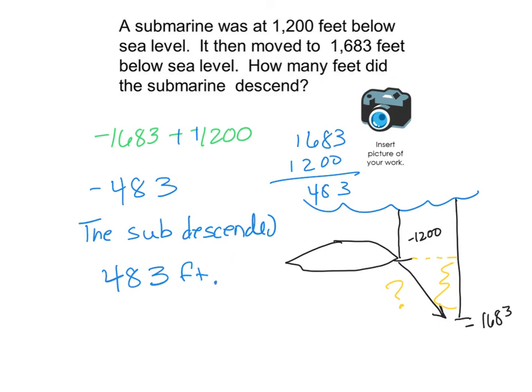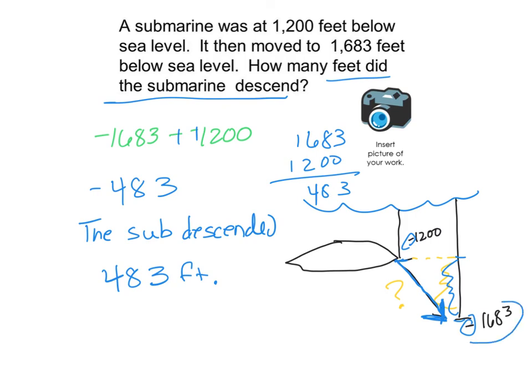Okay, so did you get 483 feet? So let's look at it. I drew the picture to understand what I was doing. So he was at negative 1,200 feet because he's below sea level, so I threw that negative in there. And then he moved to negative 1683, and they want to know how many feet he descended. So how many more feet did he go down? Not how many total feet was he below sea level. They wanted to know this distance from here to here when he was at negative 1,200 to when he was negative 1683.